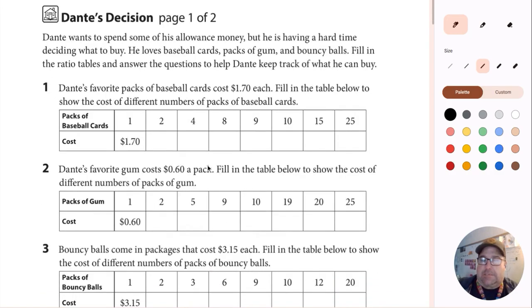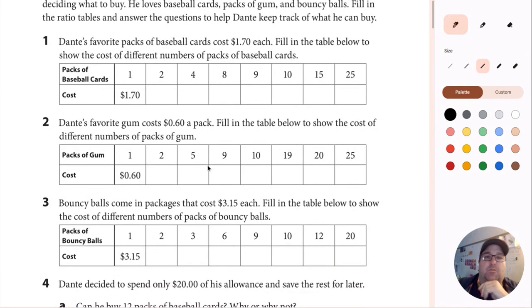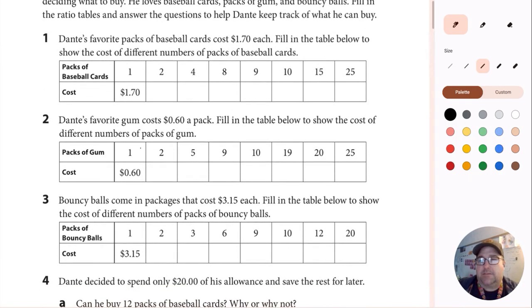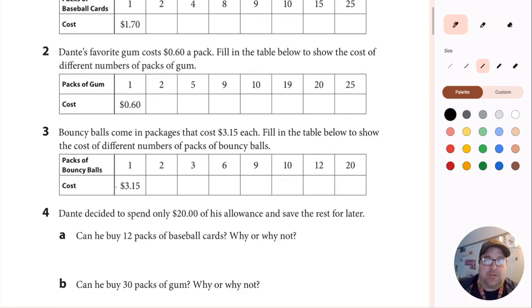Dante's decision. So he's got 20 bucks and he's got a choice to make. Does he want to get some baseball cards? Each pack costs $1.70. He can also get some gum. That's 60 cents a pack, sorry. Or he can get some bouncy balls. Those are $3.15 a pack.